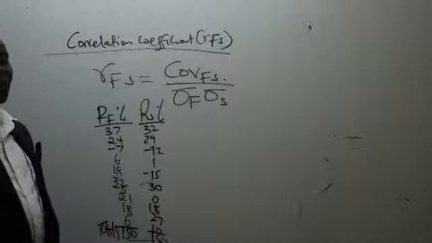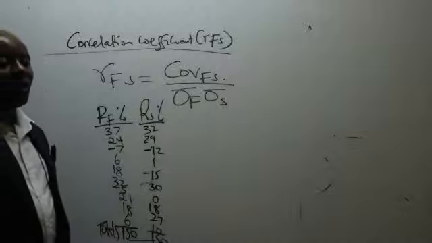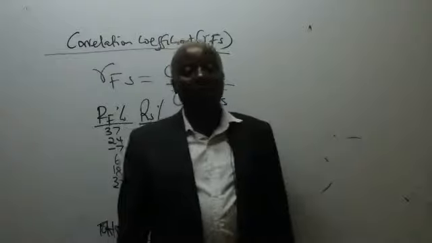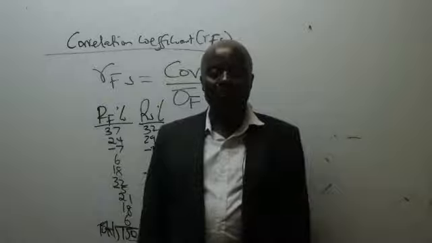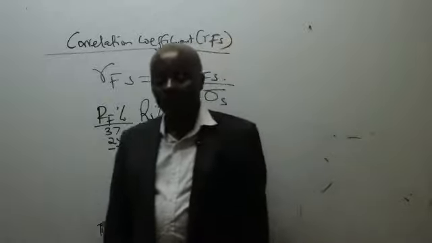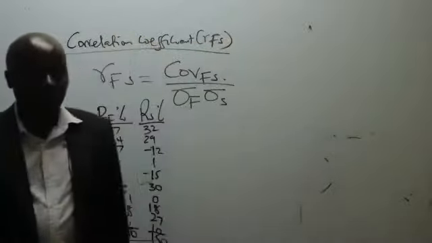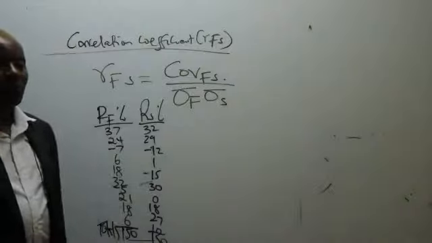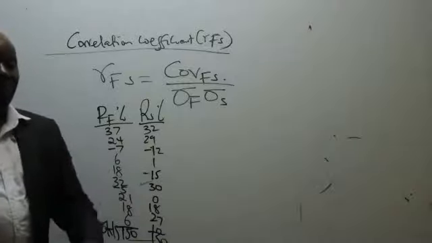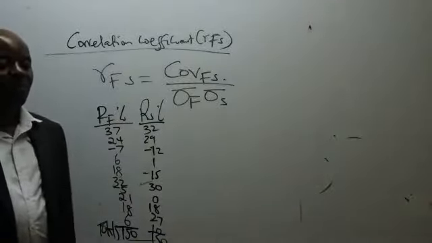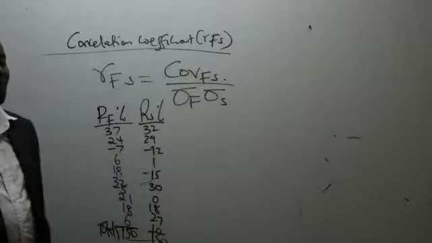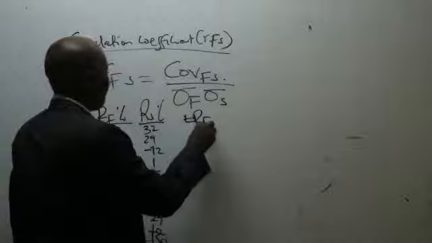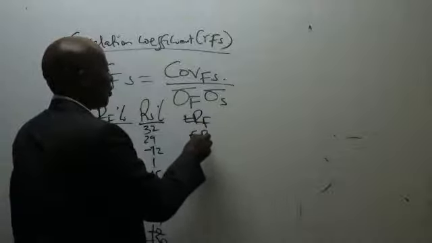Great. So if that is the case, what do you think would be the next thing to be done? Having gotten the totals like that, what would be the next thing we shall do? Come and give us expected returns of F and expected returns of S.